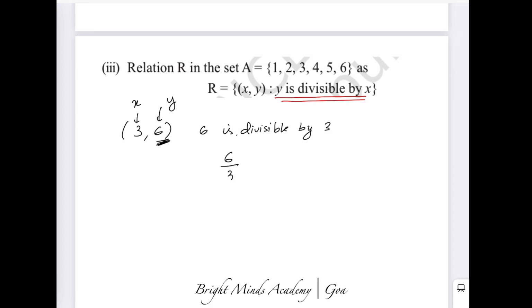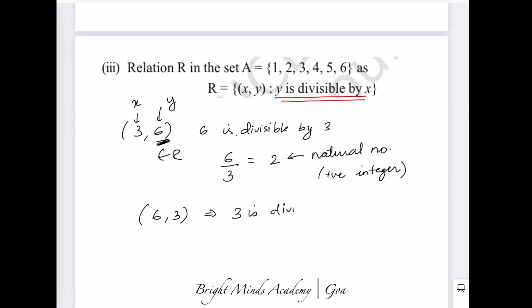Now what does this mean? That when you divide 6 by 3, you're going to get a natural number, or a positive integer. That is what I mean when I say 6 is divisible by 3. So in such a case, this will belong to the relation R. Now if I take the opposite way around, if I take 6 comma 3, this means that 3 should be divisible by 6, but we know that this is false, because when you divide 3 by 6 you get a fraction, therefore it is not actually divisible.